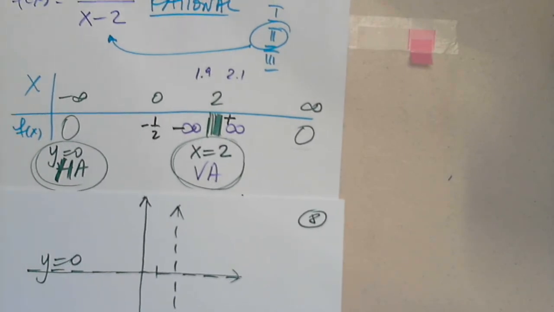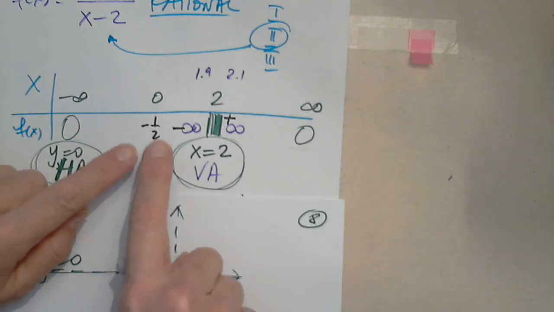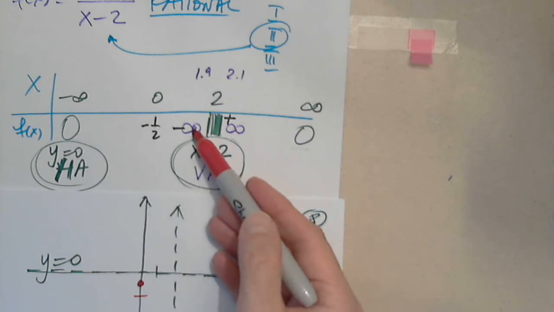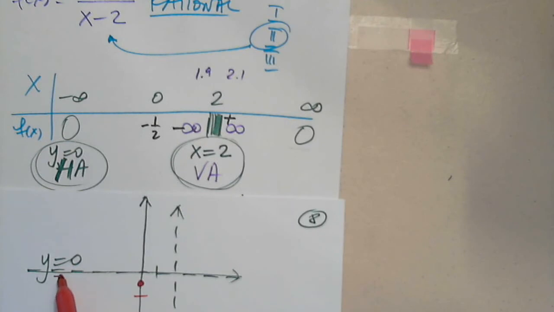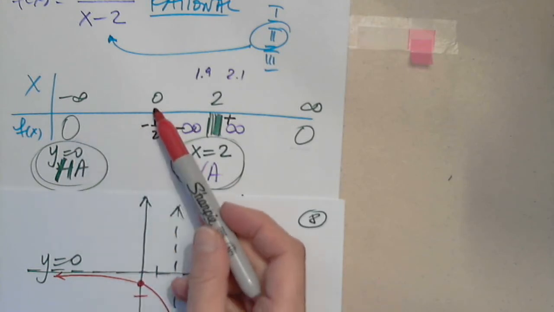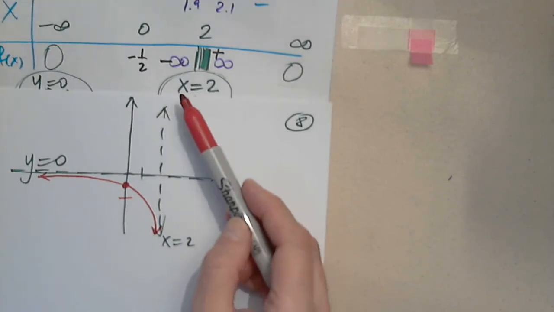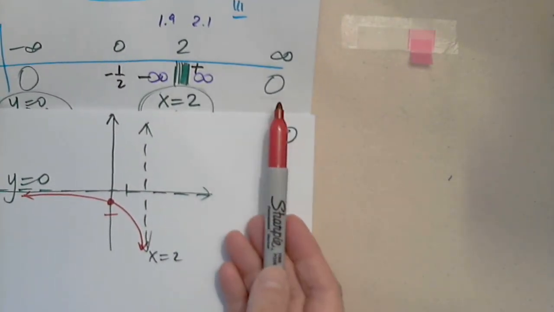The table says this. From 0, cross the y-axis at 0, negative 1/2, and go to negative infinity on the left-hand side of the asymptote. From approaching 0, cross at 0, negative 1/2, and just go down to negative infinity. On this side is even easier.